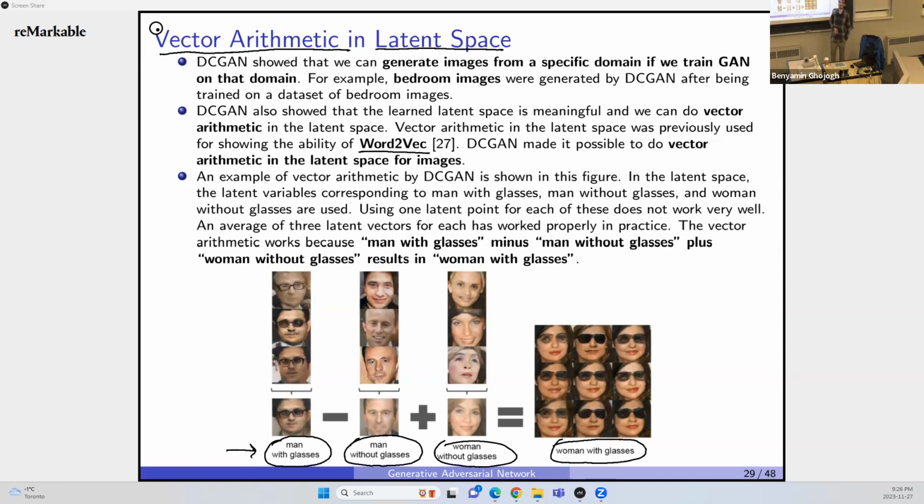Interesting. Man with glasses minus man without glasses kind of becomes glasses. Plus woman without glasses becomes woman with glasses. But as it was a bit unstable, rather than 1 noise for each of them, they use 3 noises, the average of 3 noises. Interesting, right?